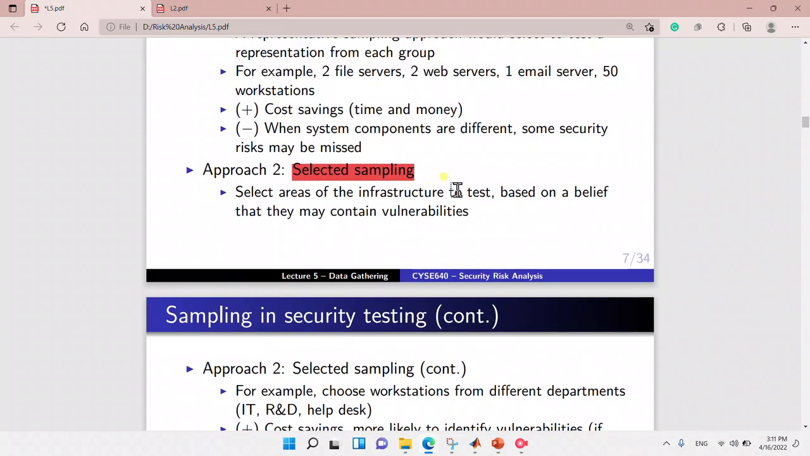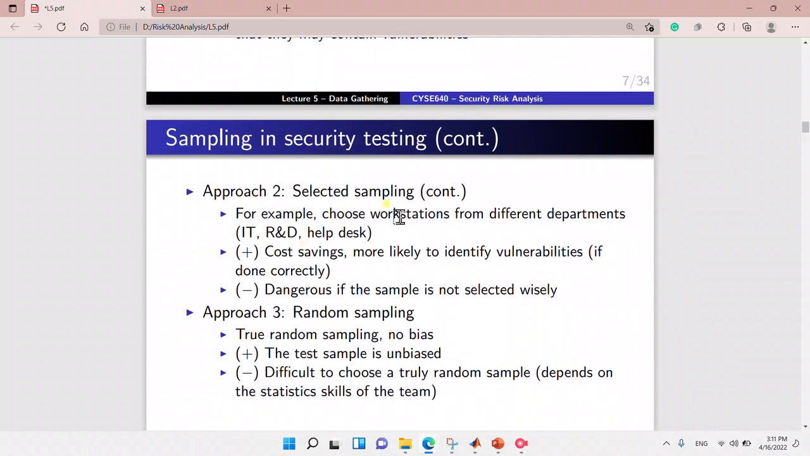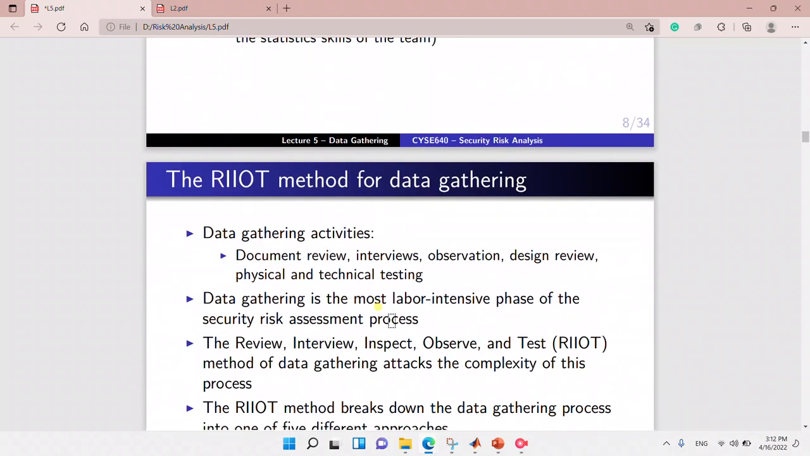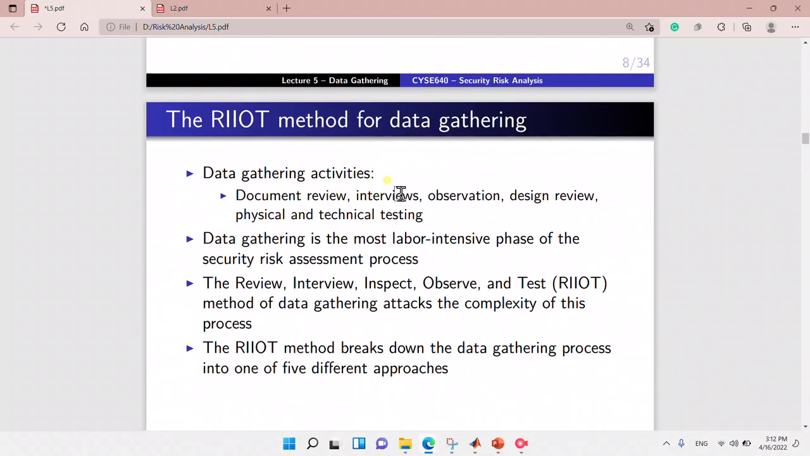Approach 2 is selected sampling where we select areas of the infrastructure to test based on vulnerabilities. So هاي فيها bias و continuation. Okay. برضو بت save time. More likely to identify vulnerabilities if done correctly, but dangerous if not selected wisely. Approach 3 عنا random اللي هي no bias وما في replication. It's difficult to choose a truly random sample.